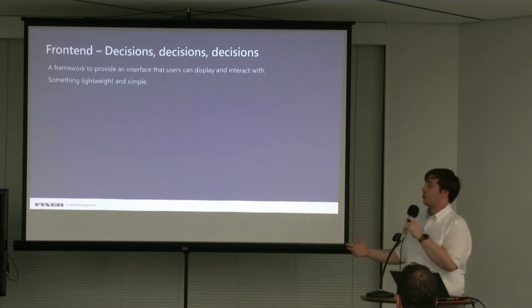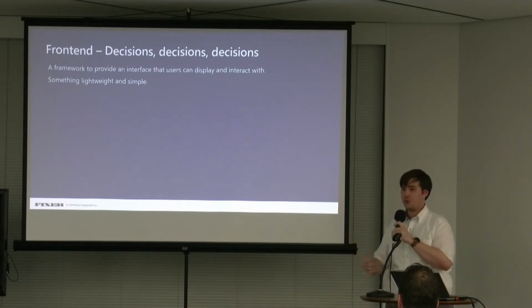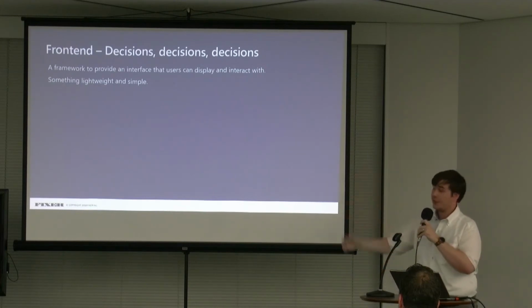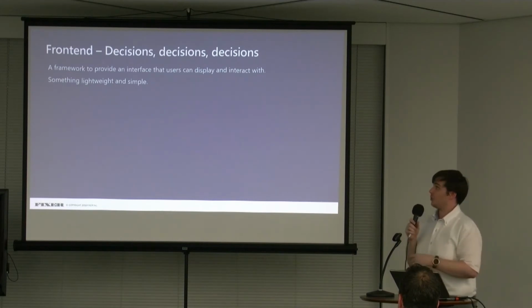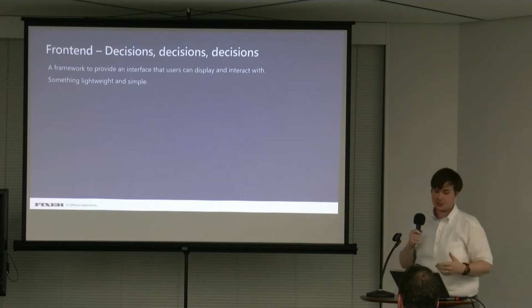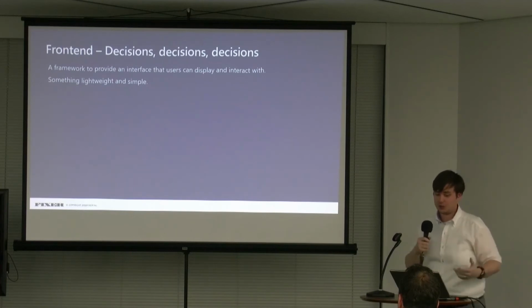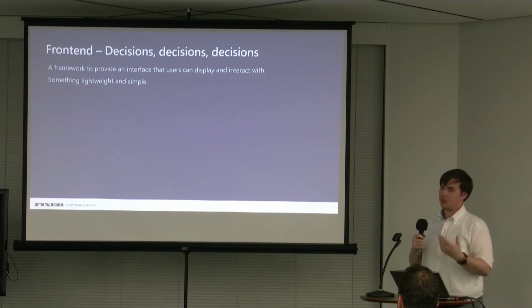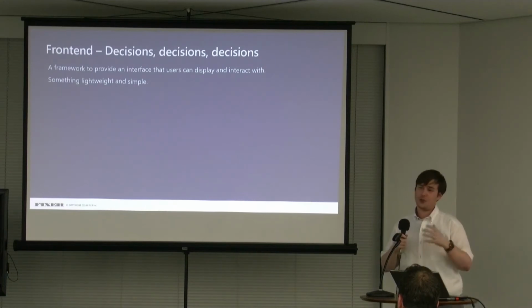Of course, I mentioned earlier that we've got the model and controller being sorted by the MVC .NET Core web framework. So that leaves the view side of things, which in a lot of people's minds they call the front end. Front end development is becoming its own large beast, and I think everybody would agree with me nowadays that to build a great front end, you need good front end developers. And so we need to ask ourselves, what do we need? And the answer was a framework to provide an interface that users can display and interact with, something lightweight and something simple. So what I want to do is just go through some of the choices we had.